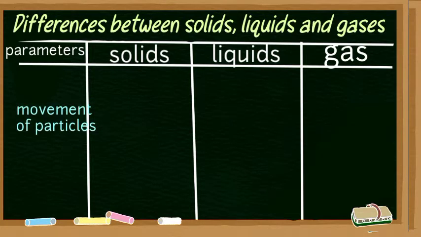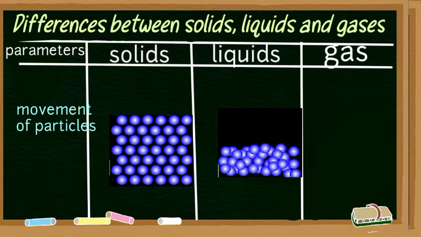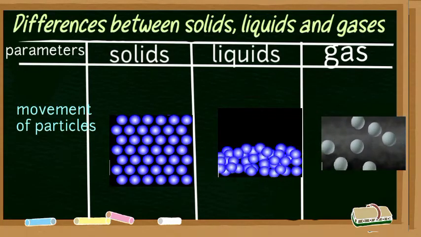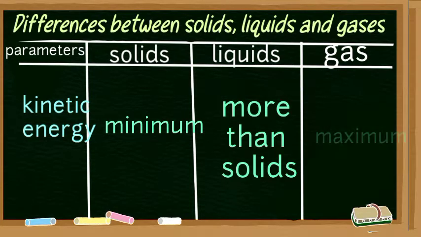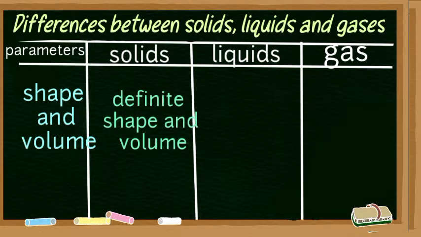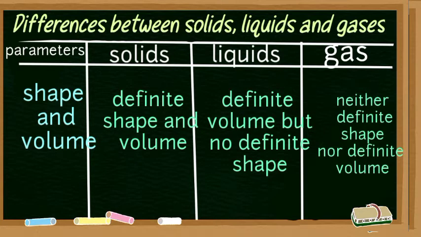Movement of particles: solids vibrate about their fixed positions, liquids move within the boundaries of the liquid, and gases move freely in all the space available to them. Kinetic energy is minimum in solids, more in liquids, and maximum in gases. Shape and volume: solids have definite shape and volume. Liquids have definite volume but no definite shape. Gases have neither definite shape nor definite volume.